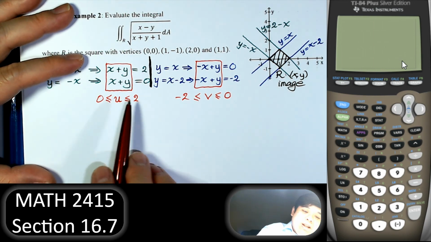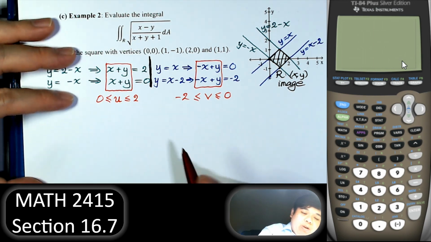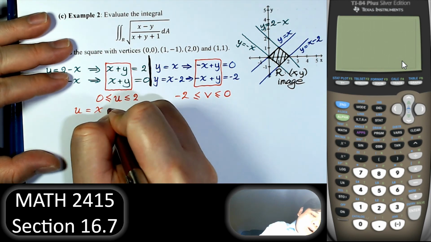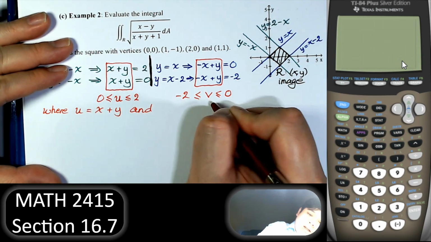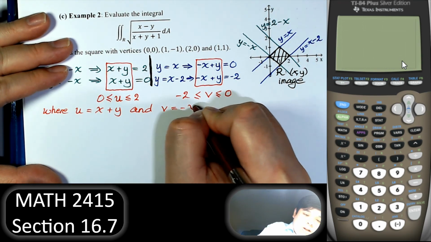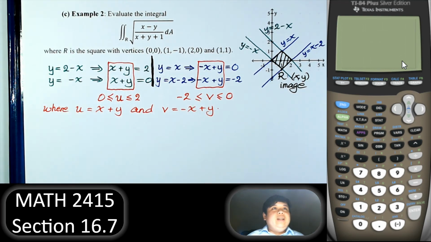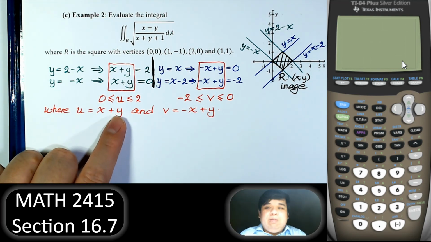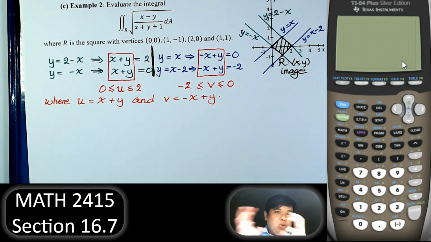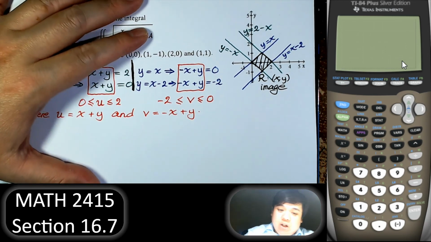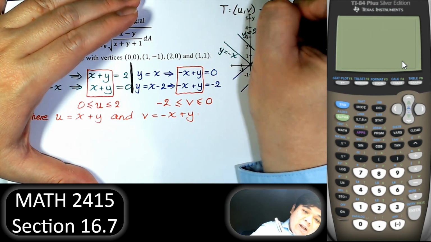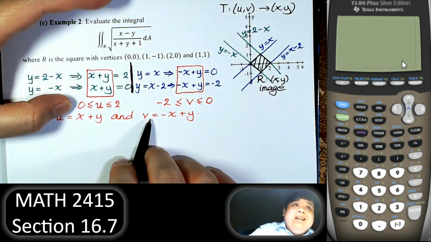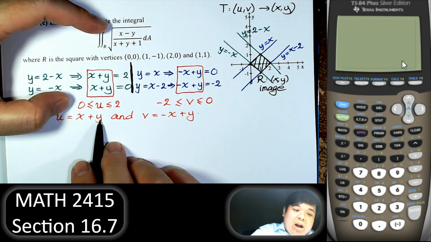So we have the boundary for u, boundary for v, where u is equal to x plus y, and v is equal to minus x plus y. So we sort of find the function that links x, y, and u, v. However, this is not the transformation. Remember, the transformation is always from something else back to xy. So what we have here is the inverse transform. It goes from xy back to uv.